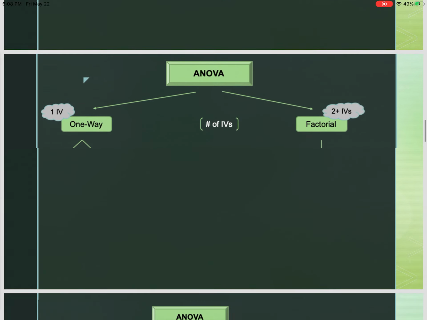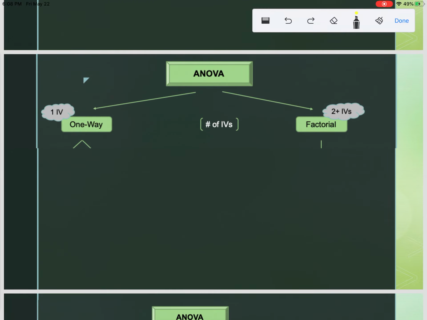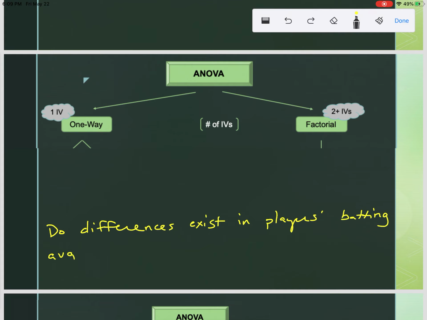Great. Let's walk through an example because I really think it's useful. So let's say I have a research question, and I'm a sports fan, so you may see quite a few sports examples. Do differences exist in Major League Baseball players' batting average across times of games? I'm going to put days of games too.